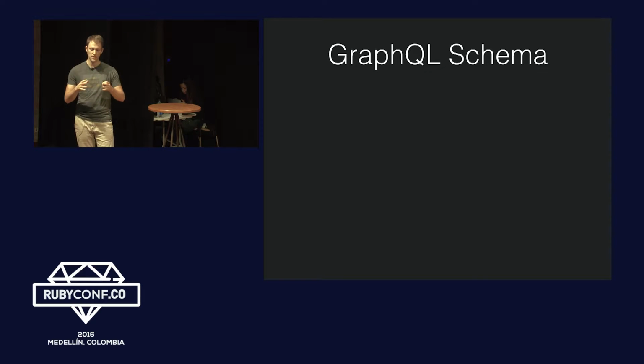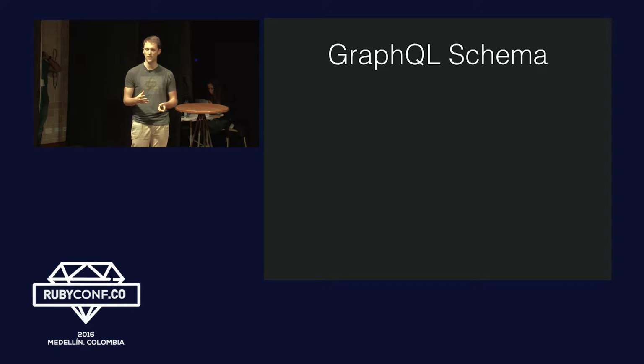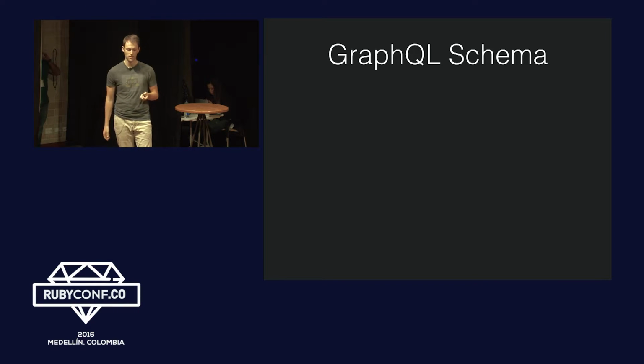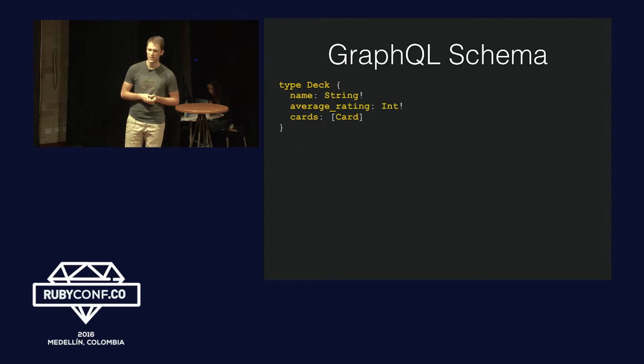It works because in your application, you have a GraphQL schema. And the schema is a collection of types. It's a type system that describes your application. So here's my type system. One of the types is deck, and it has a name and a rating. If you like my deck, please give it a good rating.